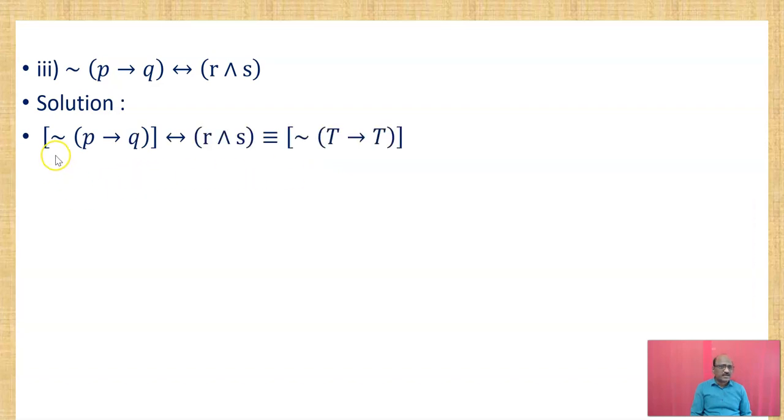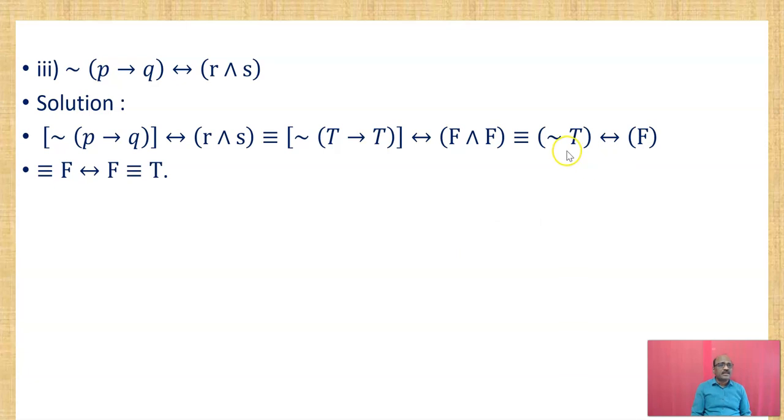In square bracket, negation of P implies Q, double implication R and S. Now P is true and Q is also true. R and S, both of them are F and F. T implies T, that is true. That is the negation of T. Double implication, F and F, it is F. Therefore, negation of T is F. F double implication F, therefore it is true. Hence, the truth value finally is T.